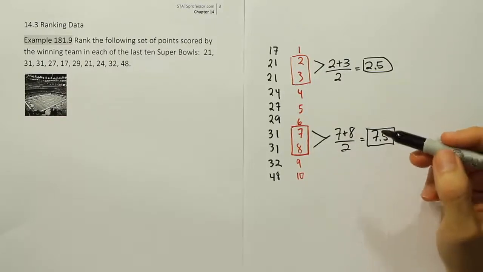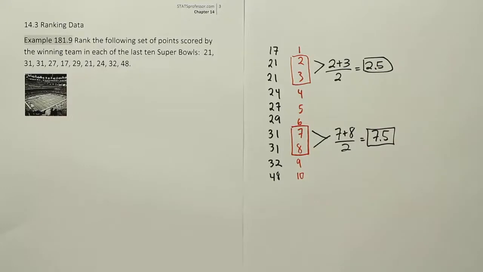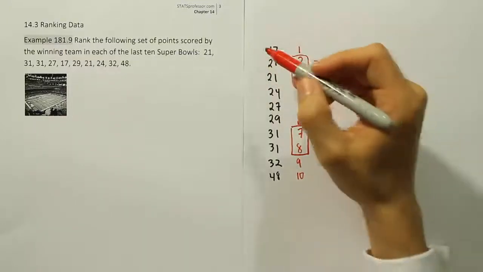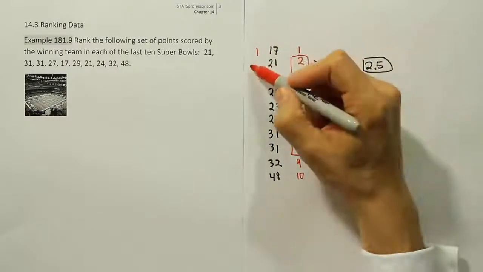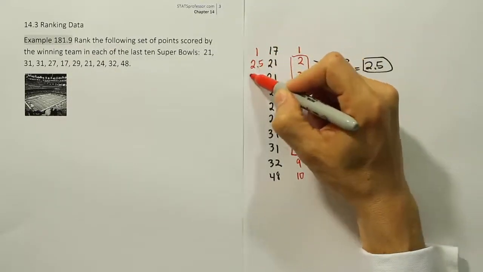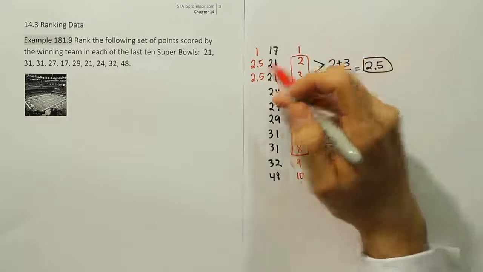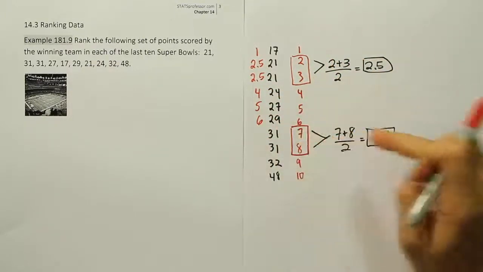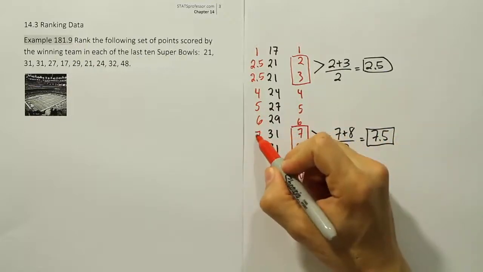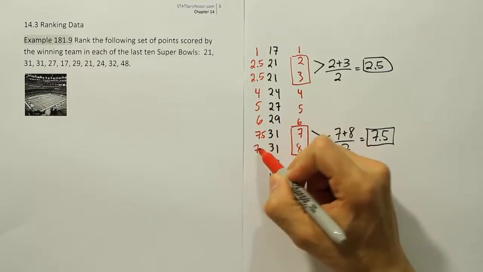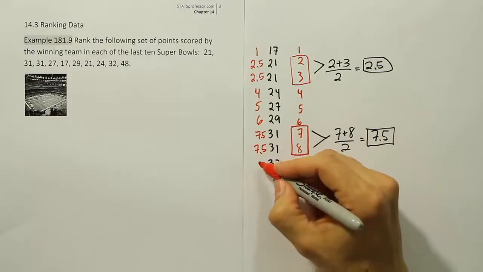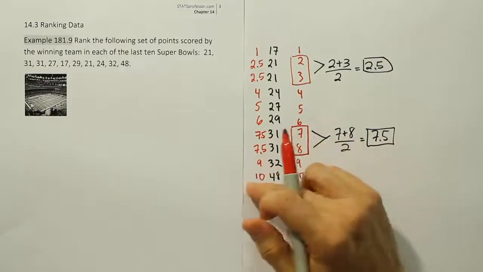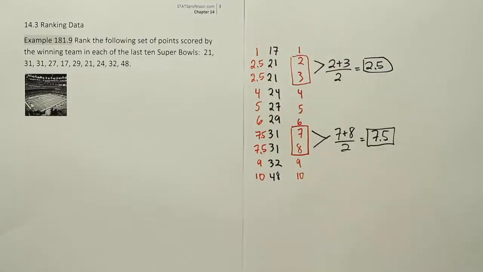Okay, so the final list of ranks will be as follows. I'm going to put them right next door to here. The rank here would be 1. For this one, it would be 2.5, and then 2.5, and then it goes to 4, 5, 6. These two each get 7.5, so it'll be 7.5 and 7.5, and then 9, and then 10. And that's it. Those are the ranks for the scores for the Super Bowl winning totals.